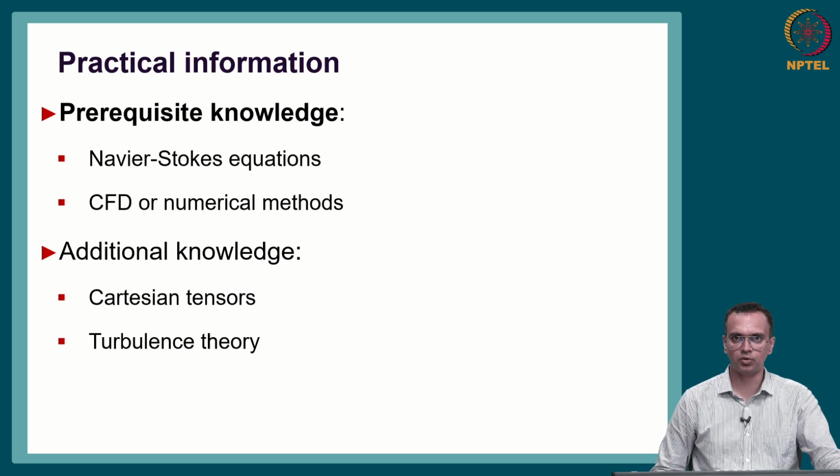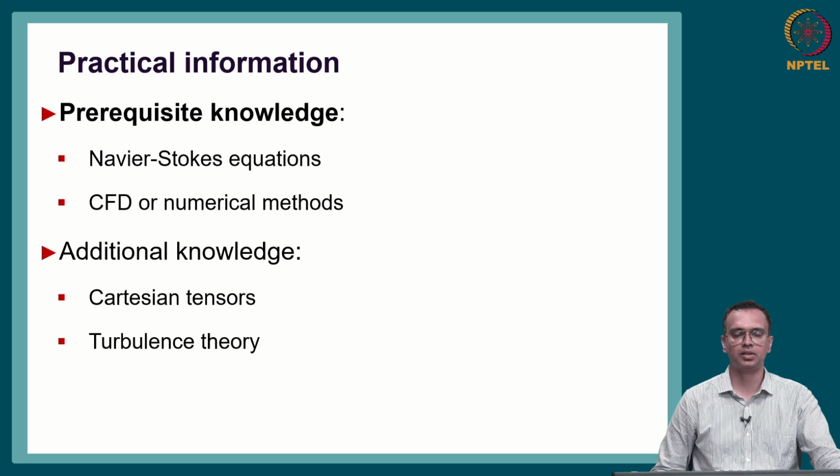Some practical information that I think most of you know is that to study turbulence modeling, you must know the Navier-Stokes equations and how they are derived, and the physical meaning of each of the terms in the Navier-Stokes equations is important. You must also have a basic understanding of computational fluid dynamics, be it finite element method, finite volume, or finite difference. Some method and its basic foundations are important. Additionally, if you know Cartesian tensors, it's good. If not, we are going to revise in the course, which is not a problem. And if you already know turbulence theory, it helps, but if not, that's not an issue.